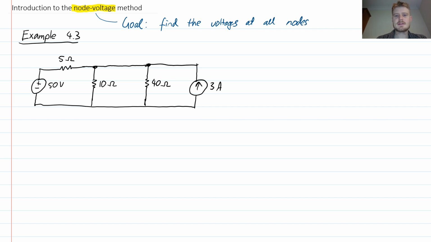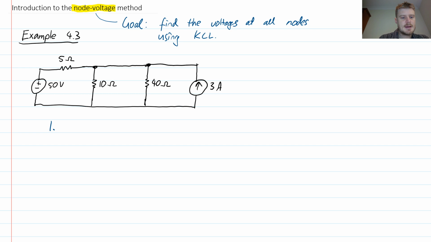And we're going to actually do this using Kirchhoff's current law, so using KCL. We're going to write KCL at each node, which will give us a system of equations that we can solve in order to get the voltages. So let's run through an example and I'll explain how this works. In order to apply the node voltage method, there's a few steps that we need to follow.